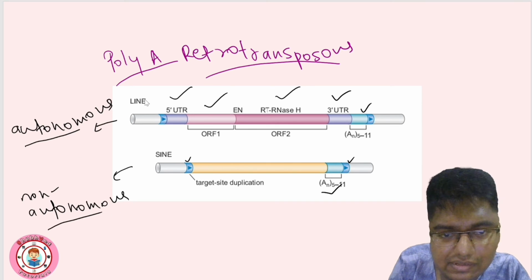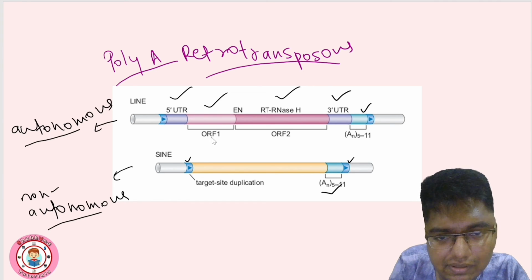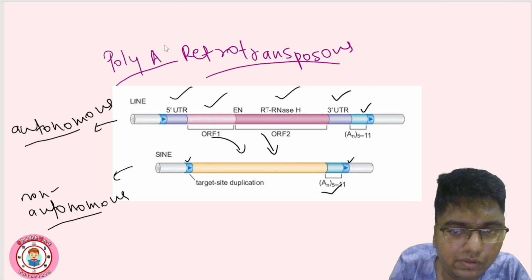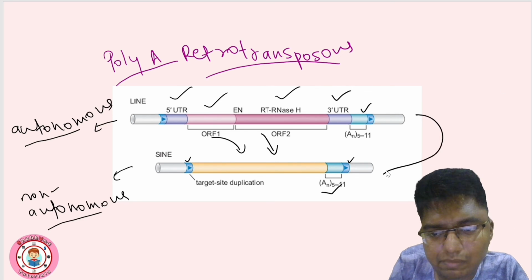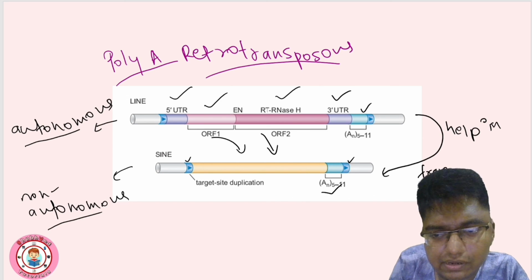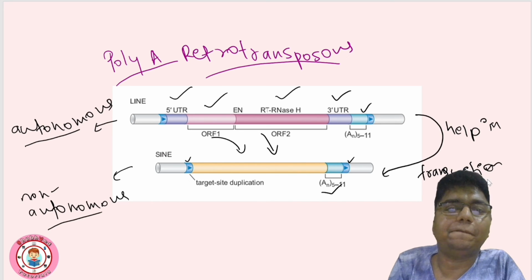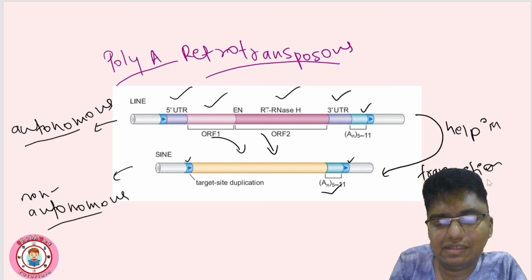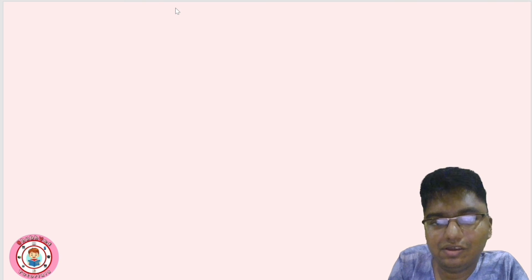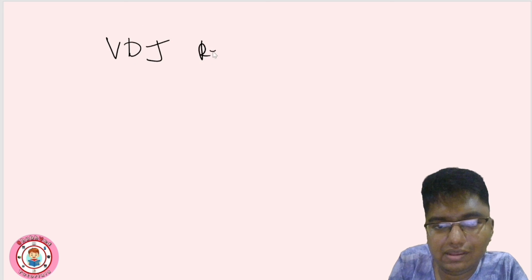So this LINE will help the SINE in its transposition, right? It will give its enzymes to this. So this autonomous element will help the SINE in the transposition. And the next best example of this transposition is the VDJ recombination. This we have to remember.